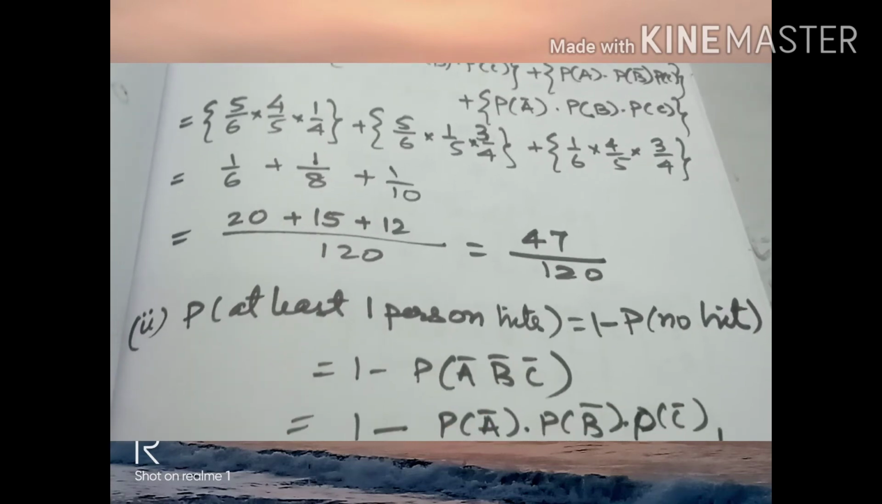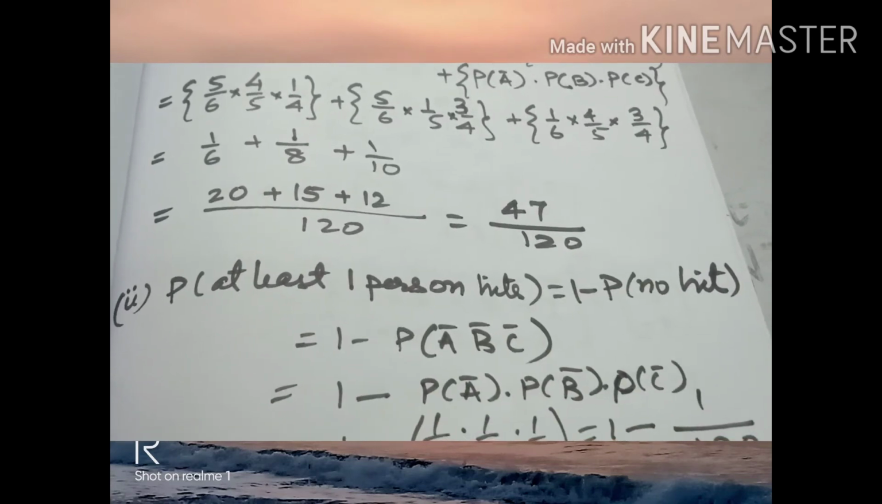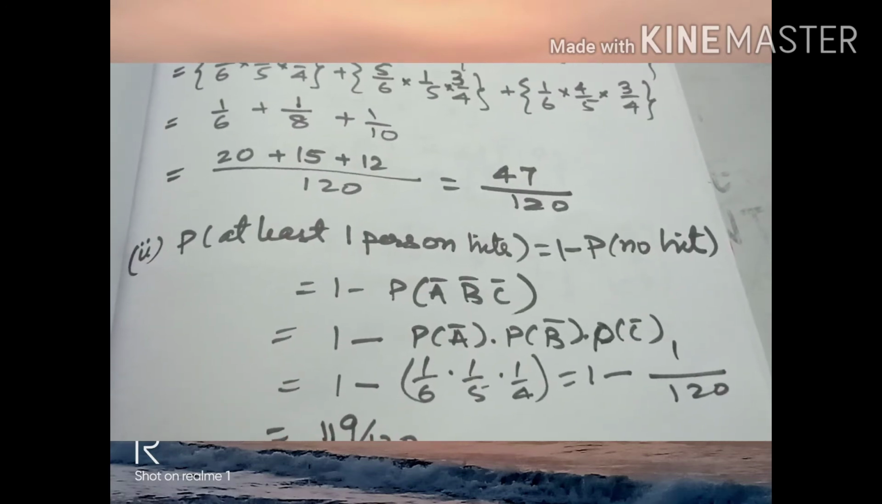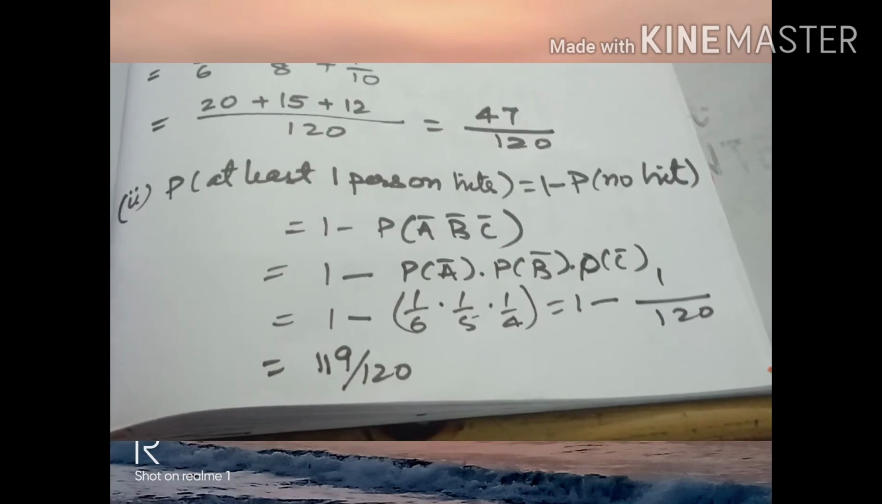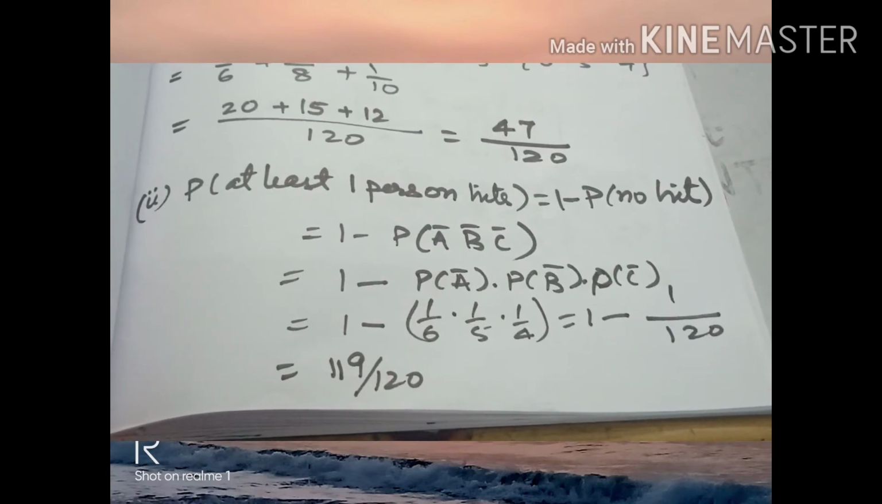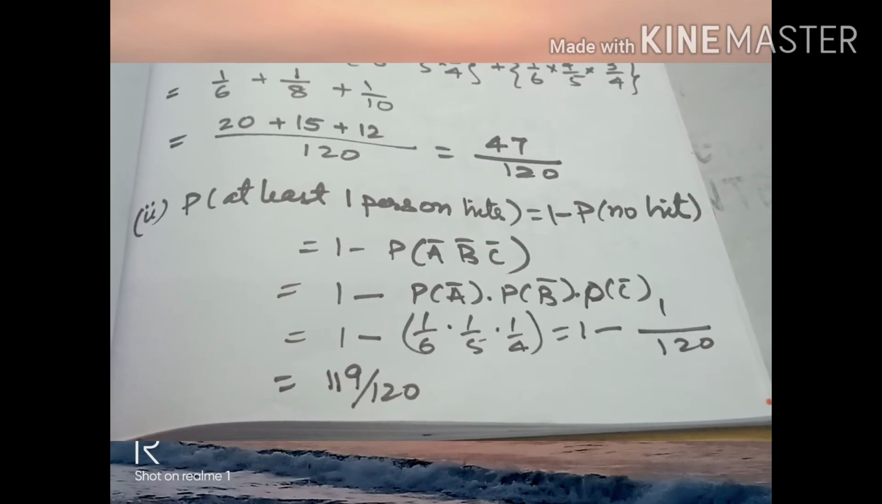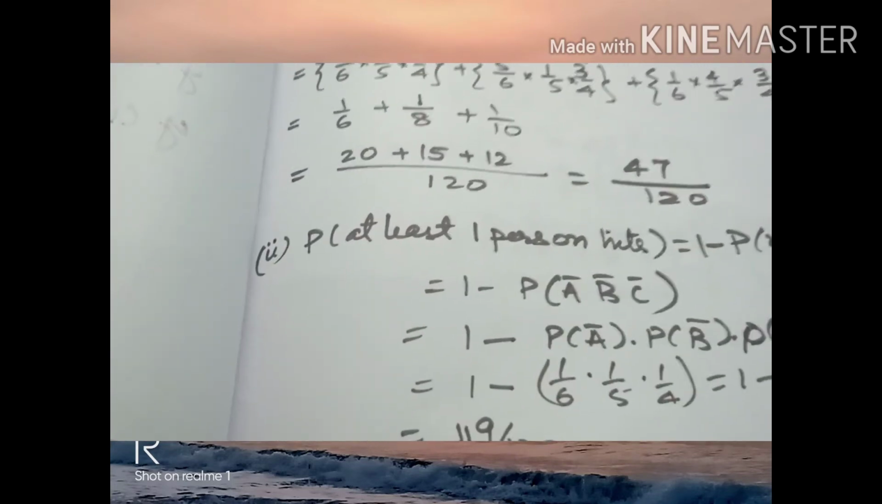At least one person hits means 1 minus the probability that nobody hits, that is 1 minus the probability of A bar, B bar, C bar. They are also putting the values of the probability of A bar, probability of B bar and probability of C bar, and we obtain the required value of the probability.